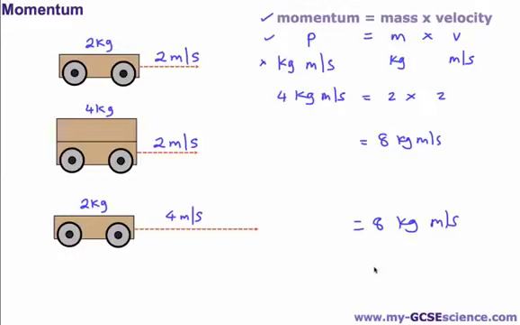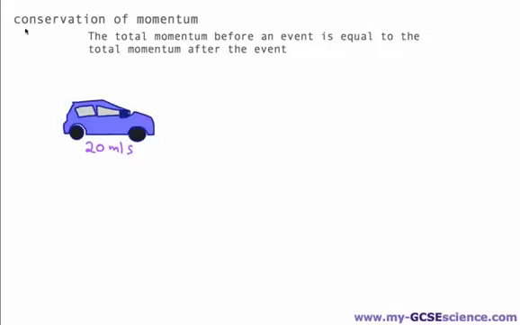We're now going to get into a couple of more involved answers and look at this idea of conservation of momentum. This is something that you do need to know about. The conservation of momentum says that the total momentum before an event is equal to the total momentum after the event, and by event we mean either a collision or an explosion. So we're going to look at these two scenarios now.